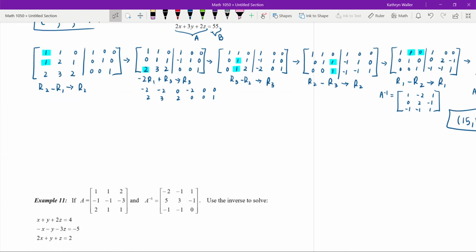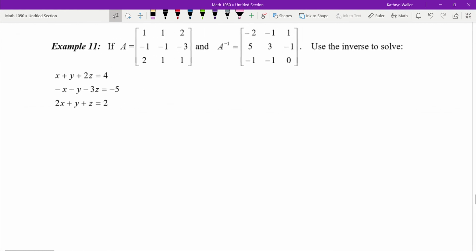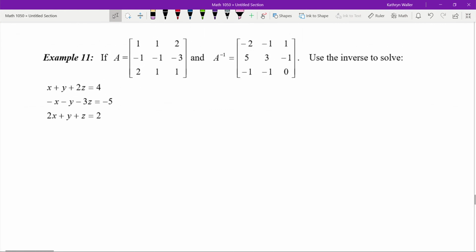Okay, here's question 11. Here's your A. Here's your inverse. Use your inverse to solve. Everybody just freeze right there. This showed up maybe 3 years ago. Okay, look what my students did.